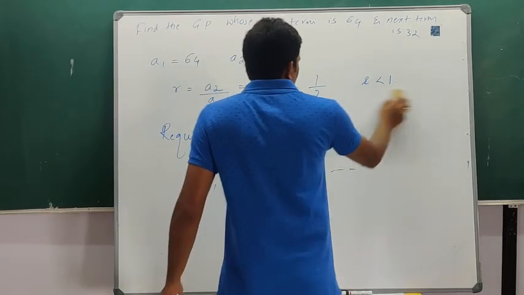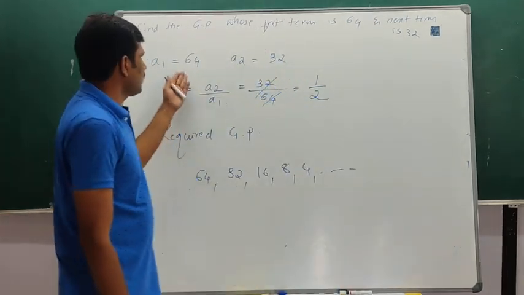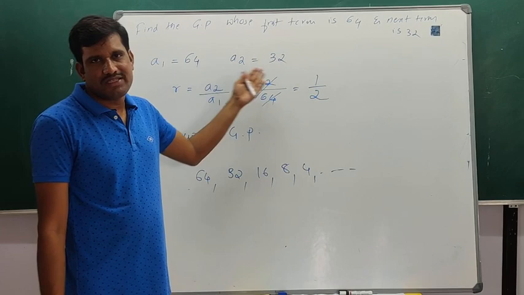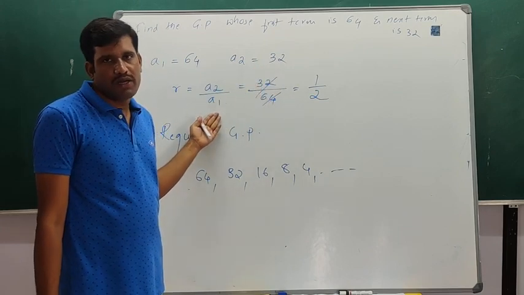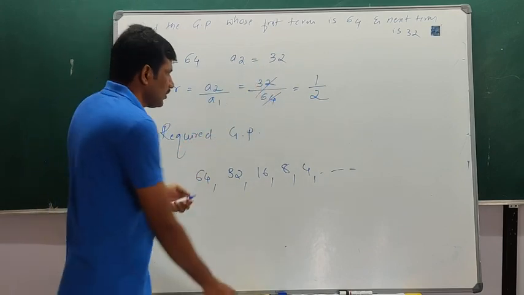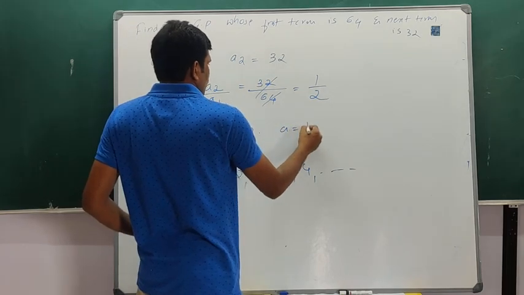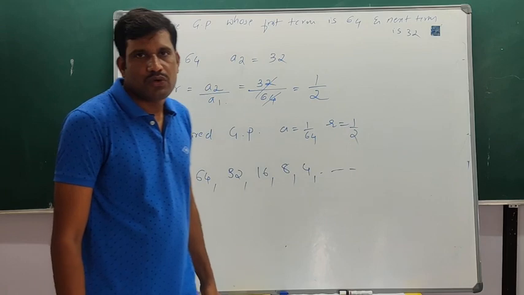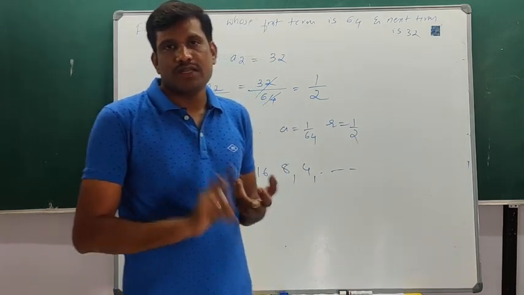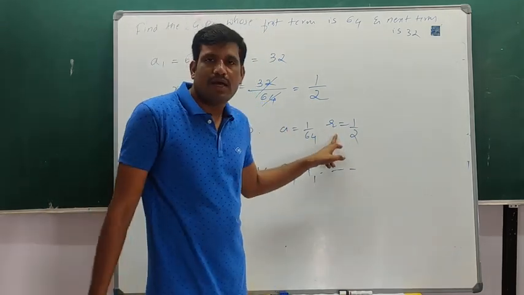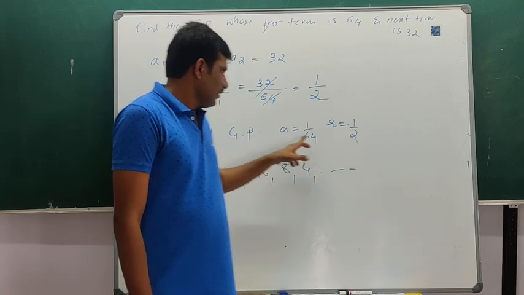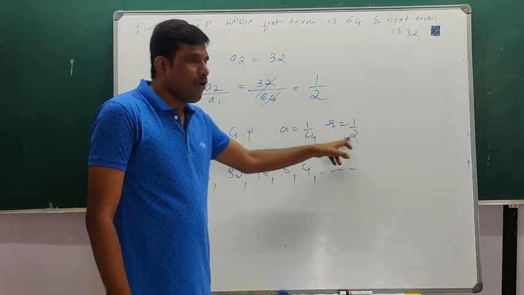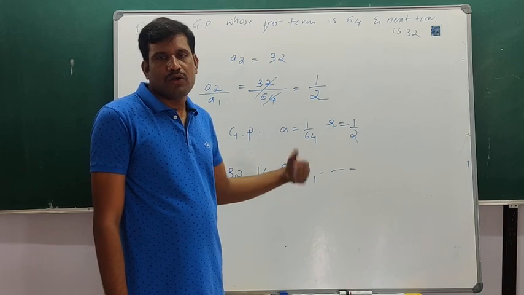Right? So here, the first term is given and the second term is given. By using the first and second term, we can find the common ratio. So once we know the first term, A is 1 by 64 and R is 1 by 2. In AP, we should know the value of A and D, but in GP, we should know the value of A and R. Once you know A and R, first write the first term, then go on multiplying by R to each term to get the next term.